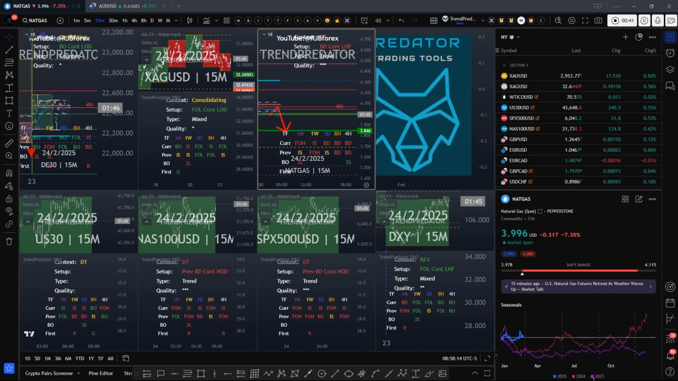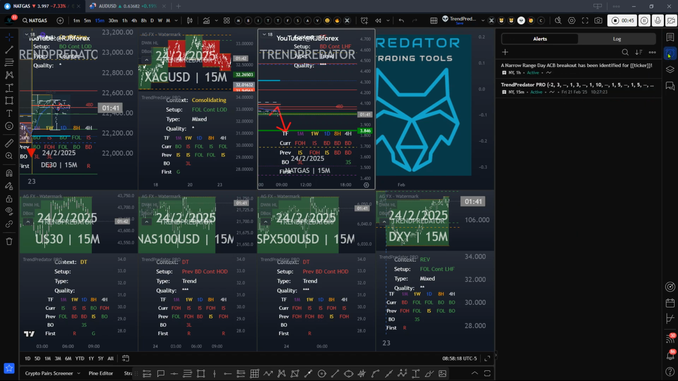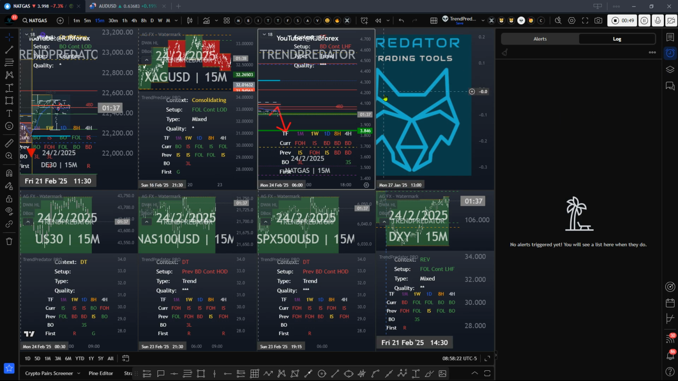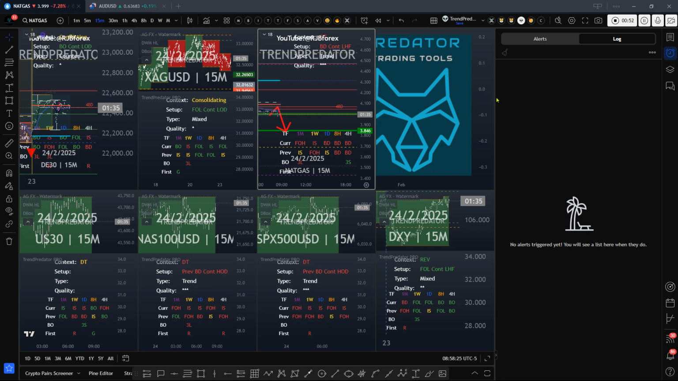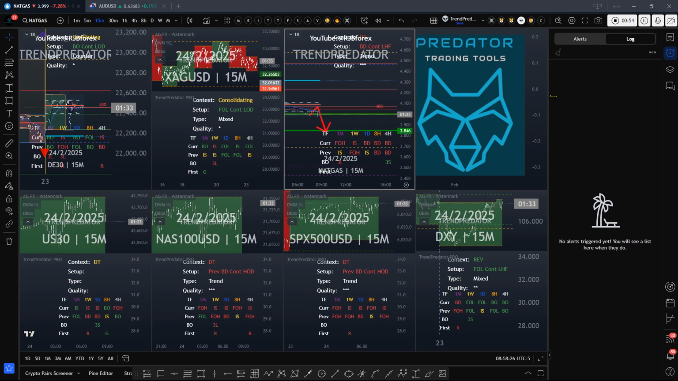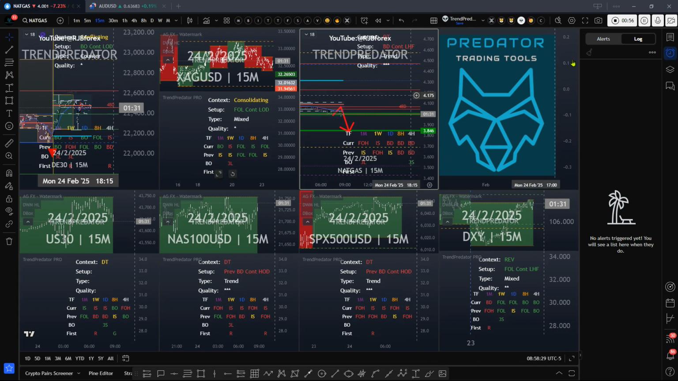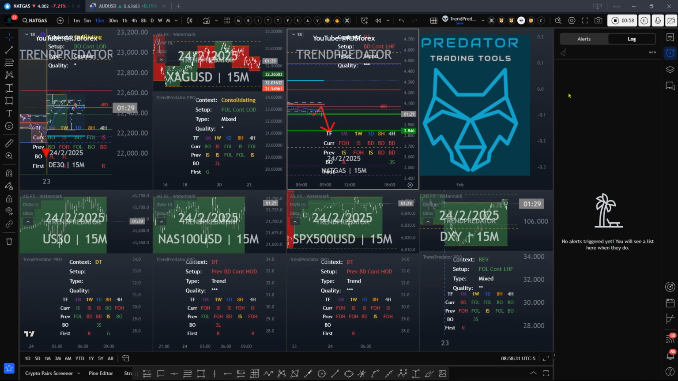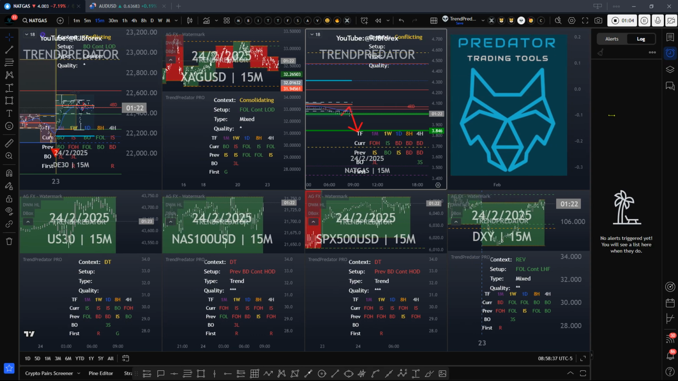from 9 a.m. onwards, so in the next couple of minutes, I'm likely to get some alerts dropping into my log. And that enables me to sit back, relax, let the TrendPredator do everything for me, and alert me to pairs that could be potentially setting up for my trading window. So, very useful tool that.